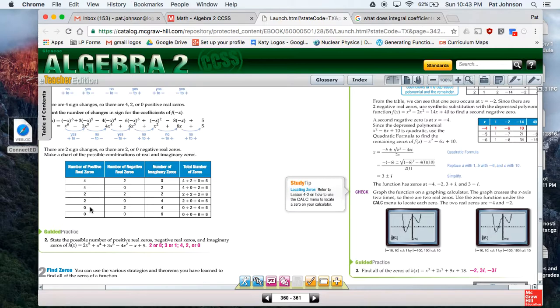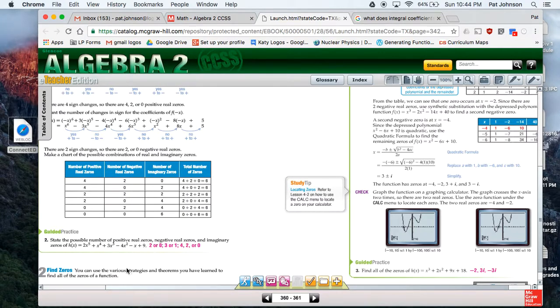If I have 0 positive, because I said I can have options 4, 2, or 0, then I have to have 2 negatives. I can have 2 negatives or 4 imaginary. If I have 0 positive roots and 0 negative roots, then they all have to be imaginary. It means it never crosses the x-axis. All right.